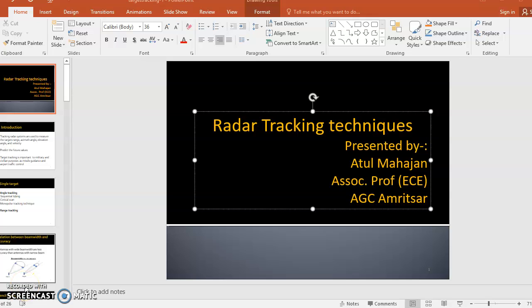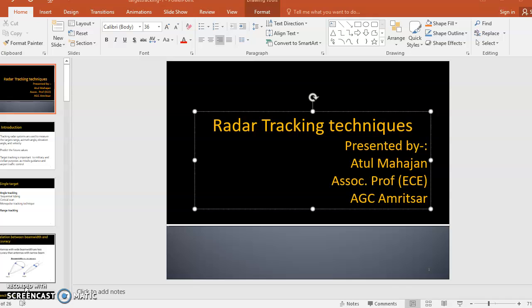Hello class, today we're going to have a lecture on radar tracking techniques. As we all know, in previous lectures and presentations I've discussed the basic operation of radar and the purpose of using a radar. Radar is basically used for radio detection and ranging.